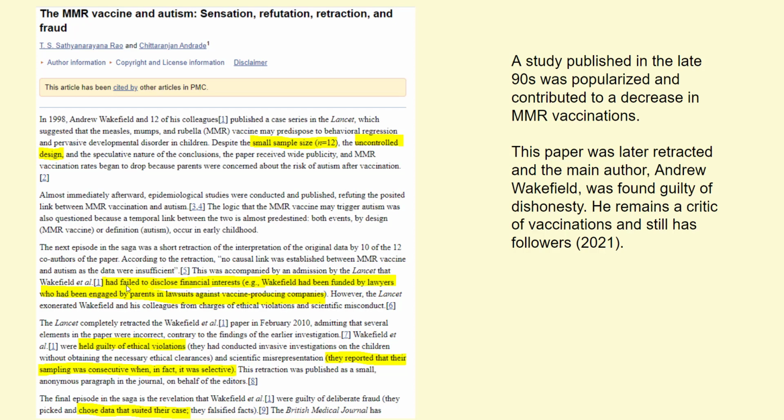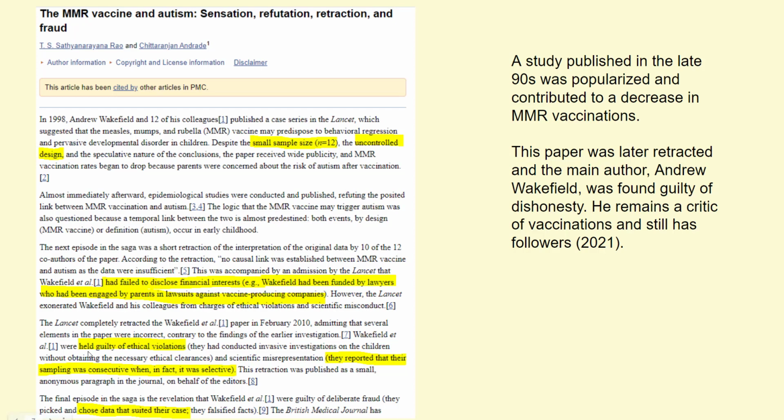Wakefield had failed to disclose financial interests that later surfaced. So Wakefield had been funded by lawyers who had been engaged by parents in lawsuits against vaccine-producing companies. So they could have benefited from particular results of the study. This could have led to bias in the results.